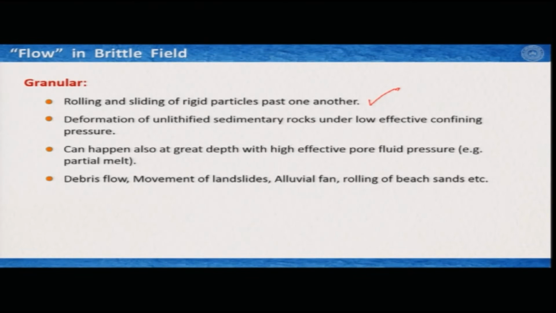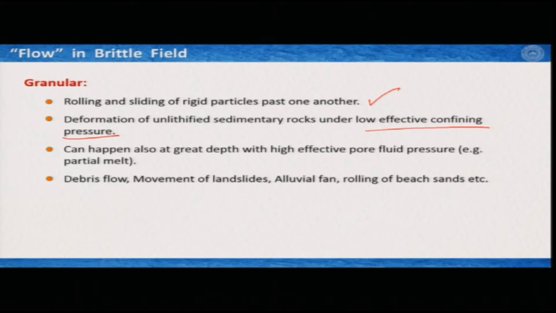So, granular flow, unlike the cataclastic localized deformation bands, is characterized by rolling and sliding of rigid particles past one another. We will see the examples soon, and this is a very interesting type of deformation mechanism under the cataclastic domain. We mostly see these sorts of deformations in unlithified sedimentary rocks where the confinement is extremely low. What I mean by low confining pressure, low effective confining pressure, we will understand when we see the examples.